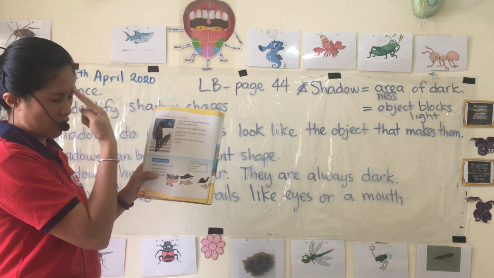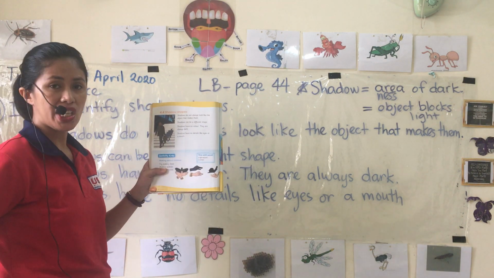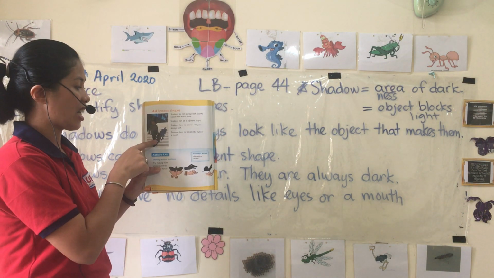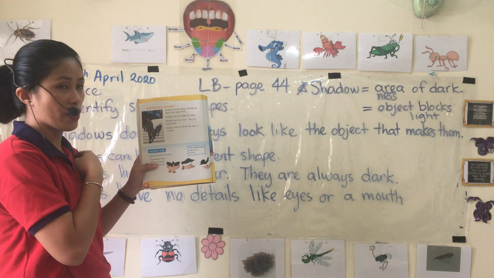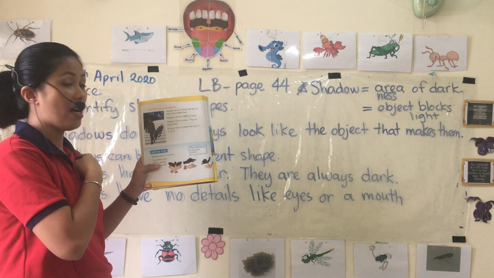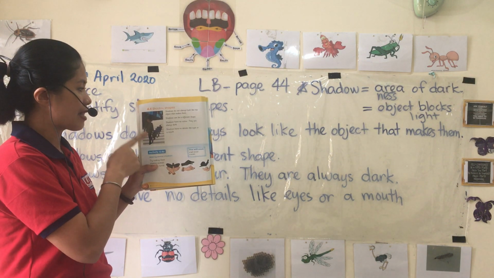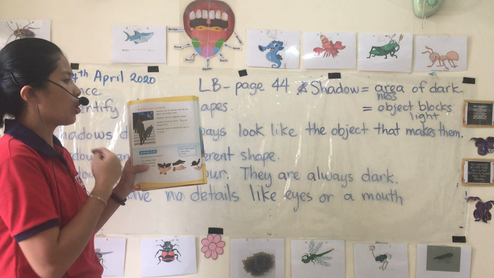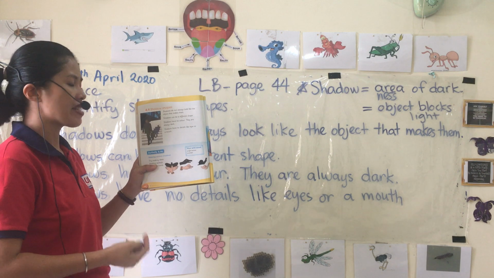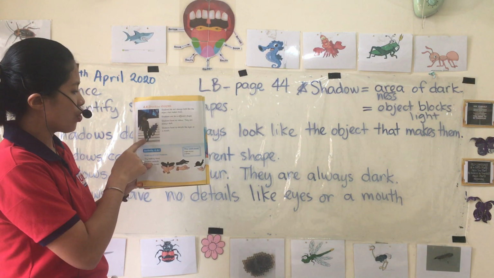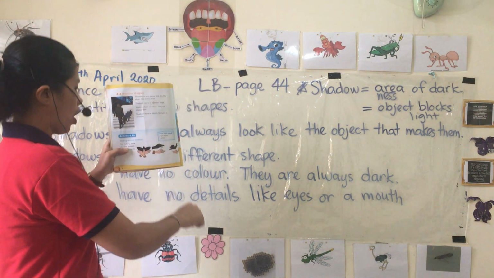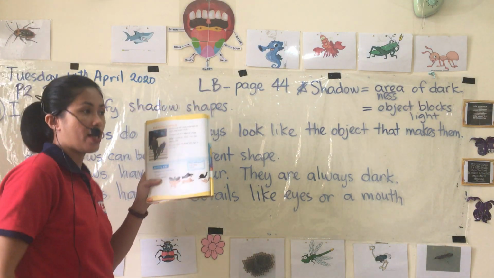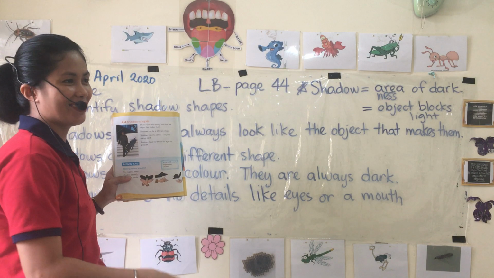In this picture, which one is the object? It's the man holding his attaché case. And what's the source of light? It's the sun. As you can see, it's daytime. So shadows do not always look like the object that makes them. As you can see, the man is walking. Where is he walking?